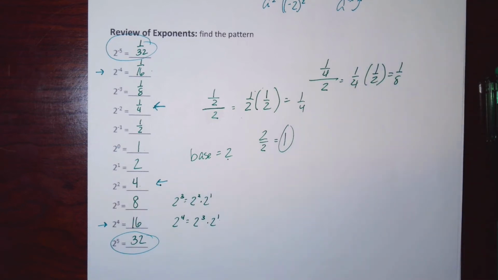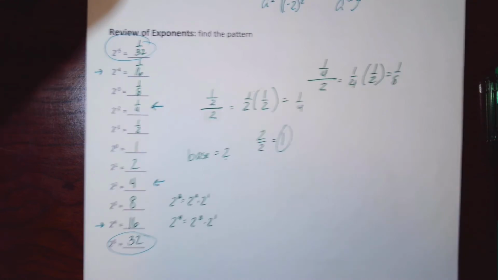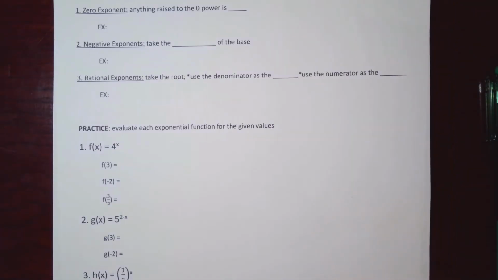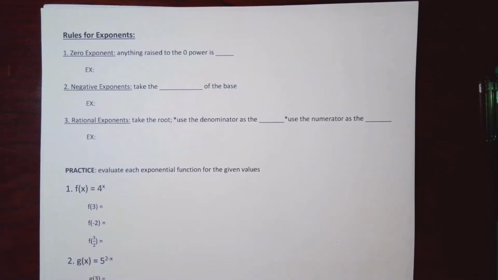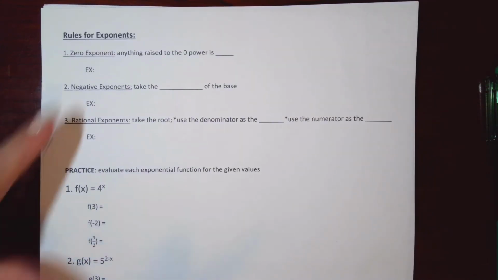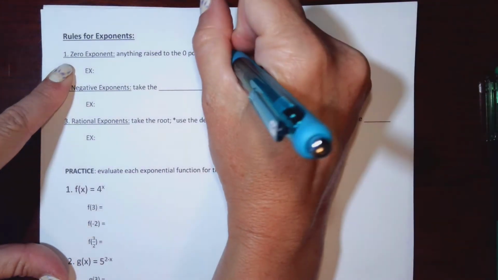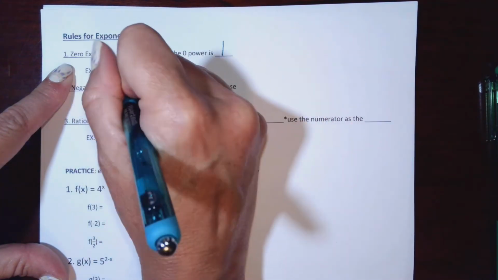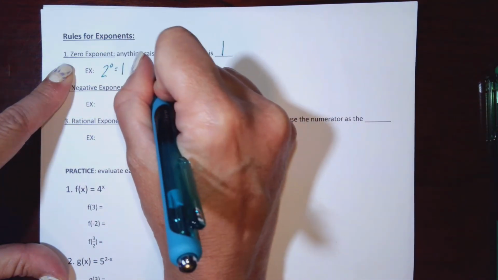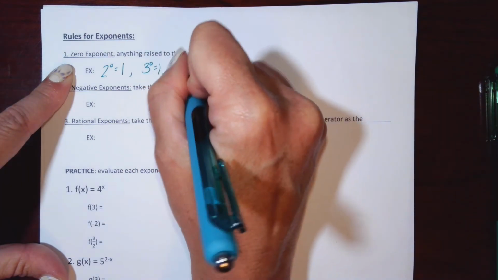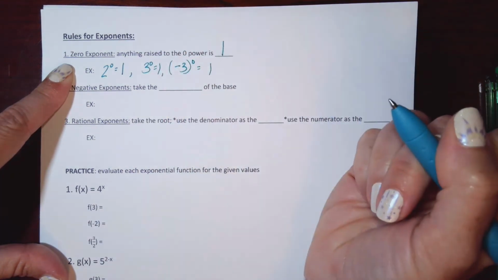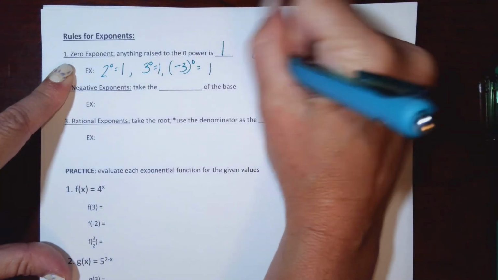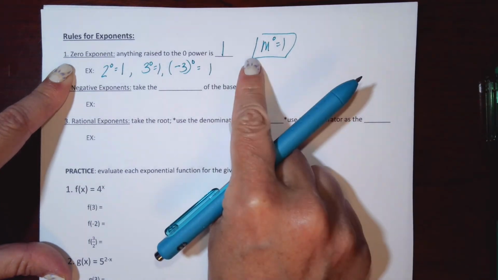Now we are going to write down all of our rules for exponents to make sure you have a place where you can look back and find those if you need them. So here we are on the next page, rules for exponents. First thing, 0 exponent. Anything raised to the 0 power is 1. So it doesn't matter what my base is. 2 to the 0 is 1. 3 to the 0 is 1. Negative 3 as the base to the 0 is 1. So in general terms, anything to the 0 power is 1. Any variable, any number to the 0 power is 1.